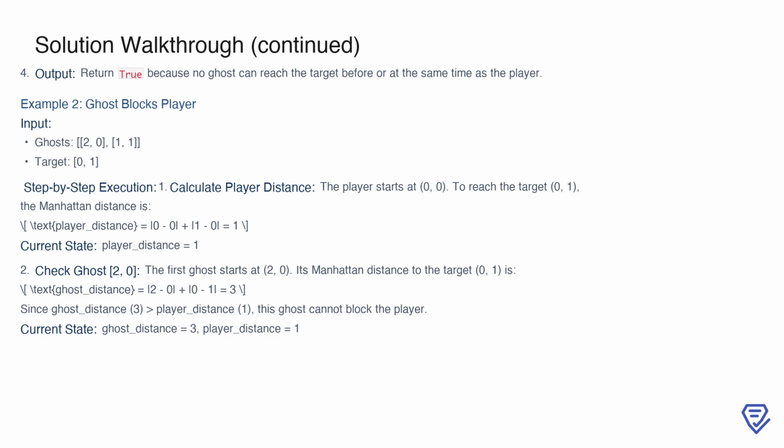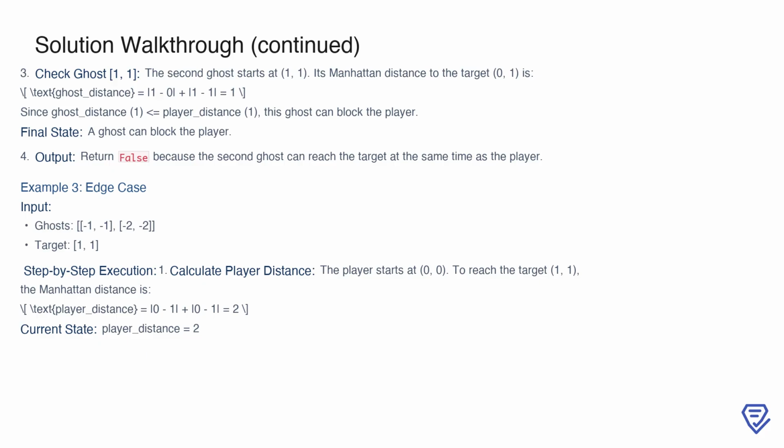0, 1 again. The player's distance to the target remains 1. Looking at the first ghost, which starts at 2, 0, we calculate its distance to the target. The Manhattan distance works out to be 3. Since this is greater than the player's distance, this ghost cannot block the player. At this point, the player still has a clear path to the target.